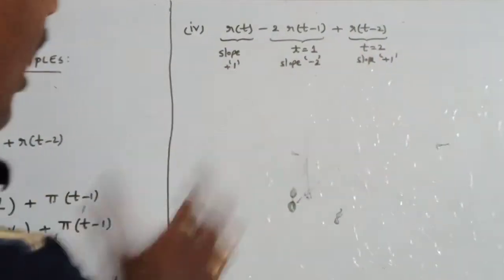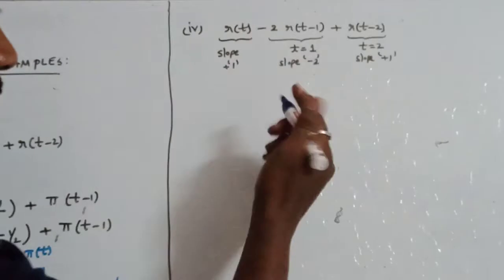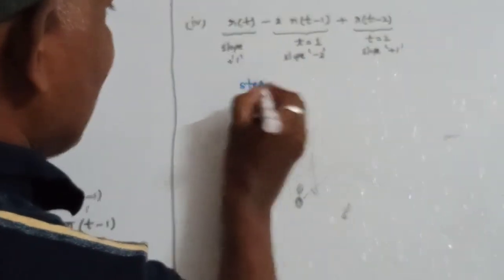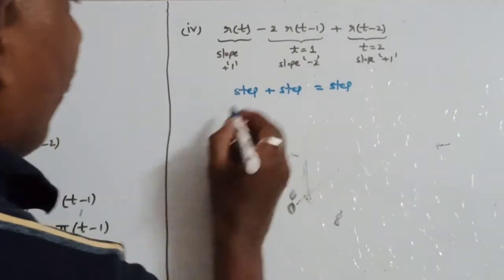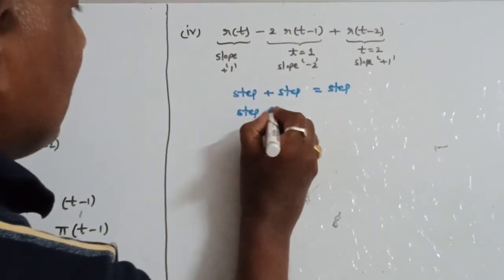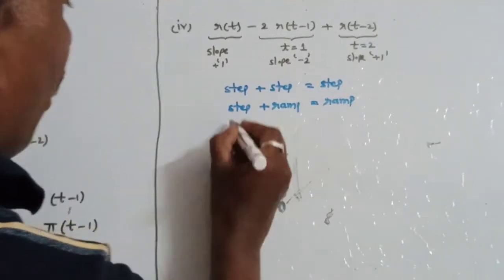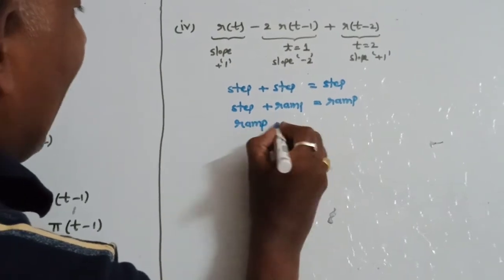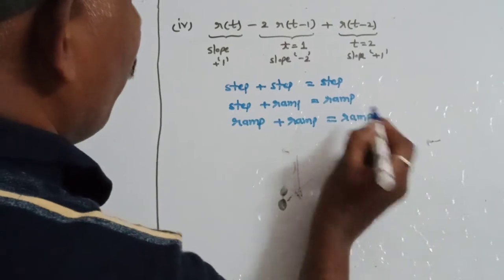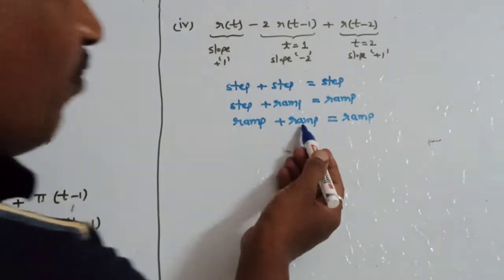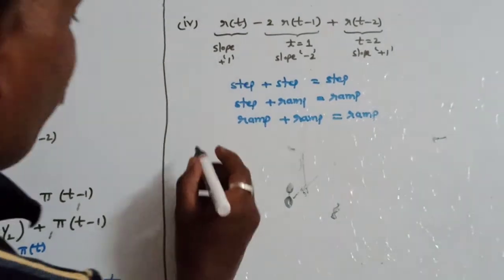So first you have to draw like this, then it is a simple addition. As I mentioned in the previous classes, step plus step is equal to step. Step plus ramp is equal to ramp. Ramp plus ramp is equal to ramp. But the slope will change depending upon the ramps. So let us do the first one.